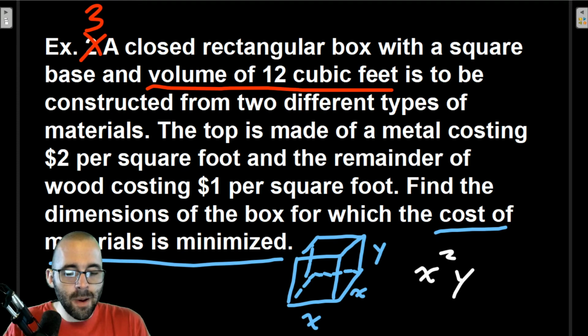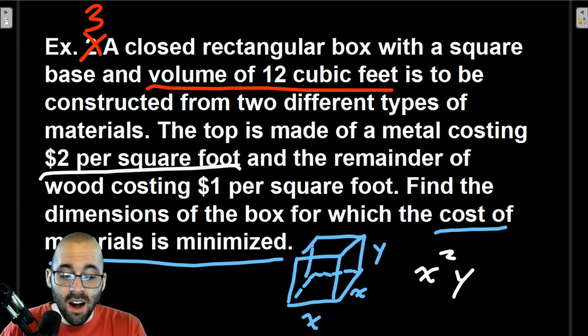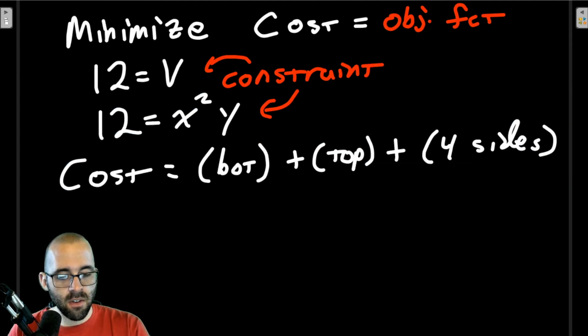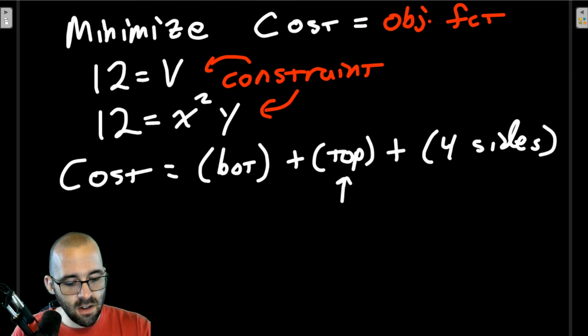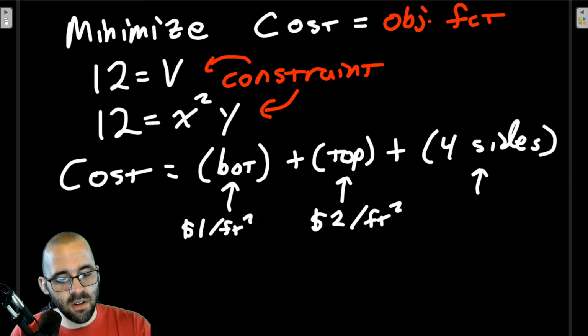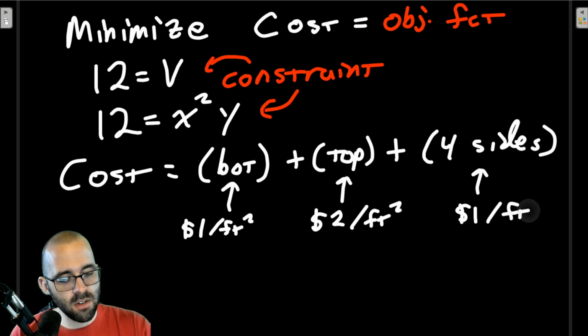So, what do we know about cost? We know about cost is $2 per square foot for the top, and the rest is $1 per square foot. So the top, $2 per square foot. Right, this right here is $2 per square foot. The other ones are $1 per square foot. This is good to write down. $1 per square foot.